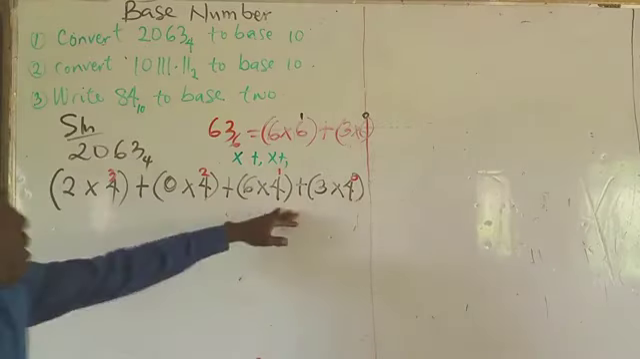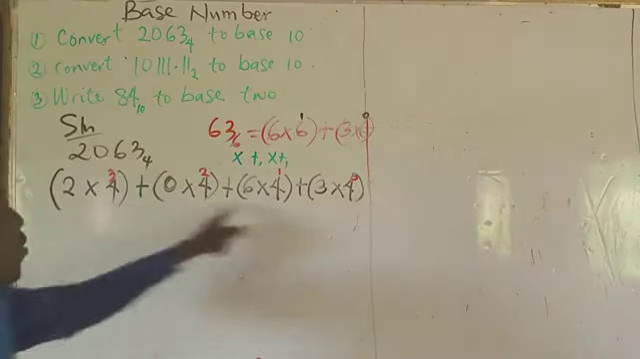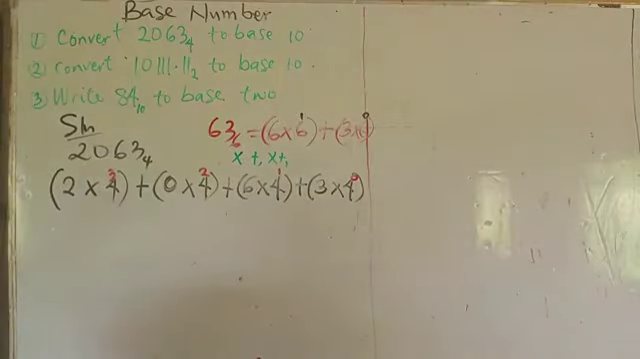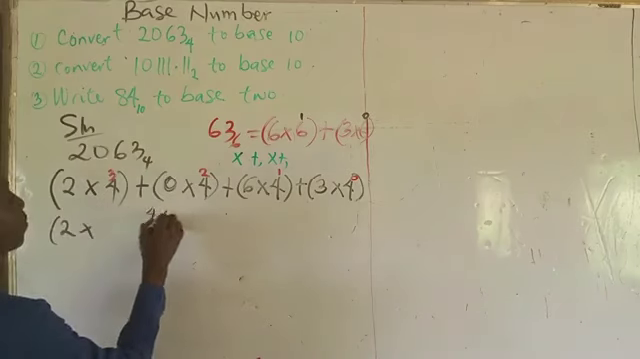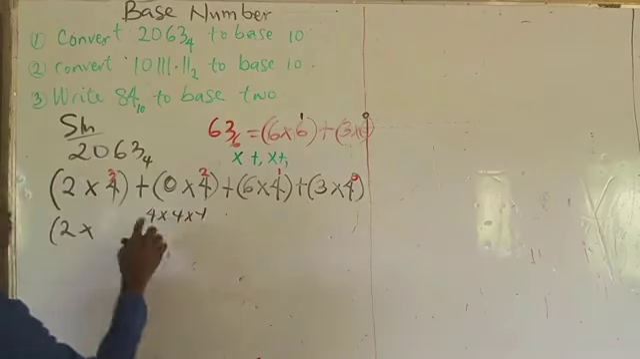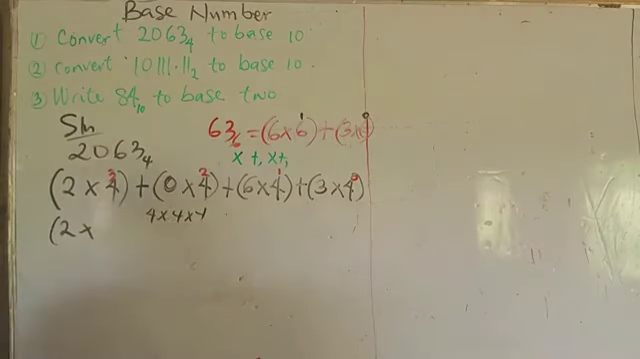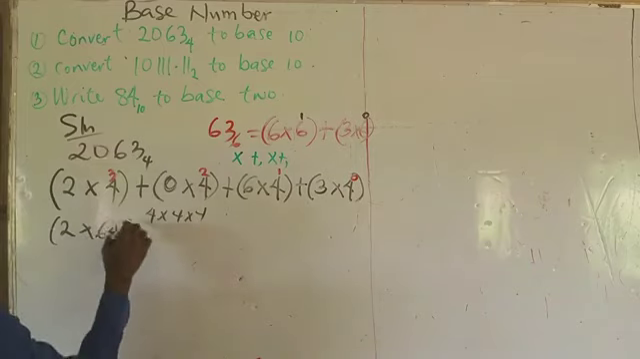After doing this, it is simple mathematics and we can therefore deal with it. What do we do here? This is 2 times 4 times 4, 4 times 4 is 16, times 4 is 64. Yes, 64.